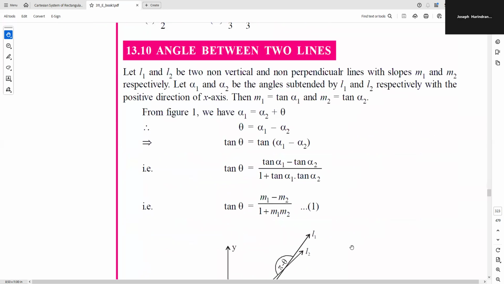Finally, we see the angle between two lines. It's a very important trigonometric formula here. We have a trigonometric formula.